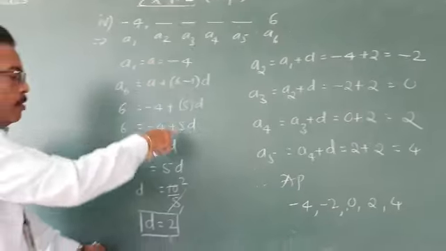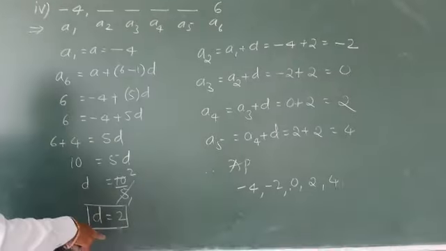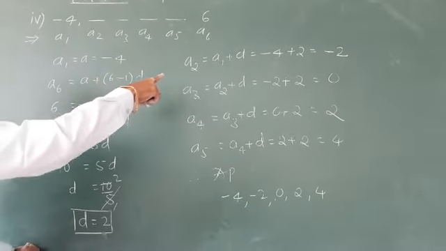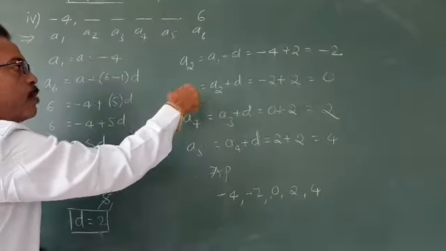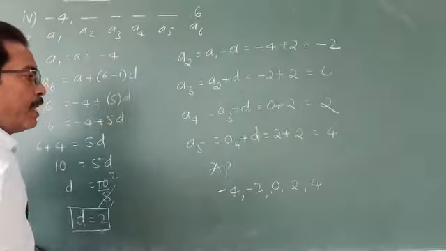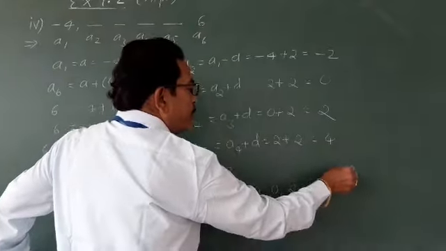See, we have just calculated the D. Then after calculating the D, we have to find the terms by using this formula: A2 is A1 plus D, A3 is A2 plus D, A4 is A3 plus D, A5 is A4 plus D. Like that, 6 terms we have.